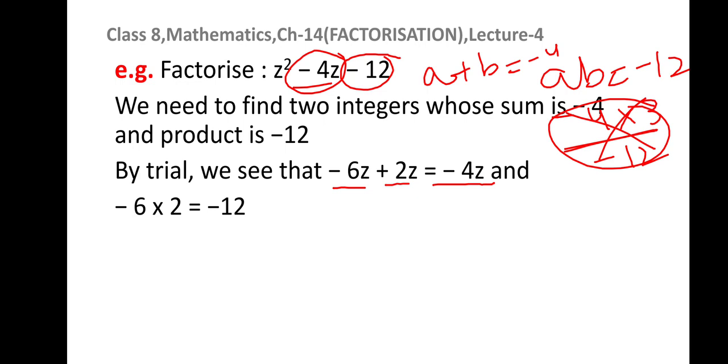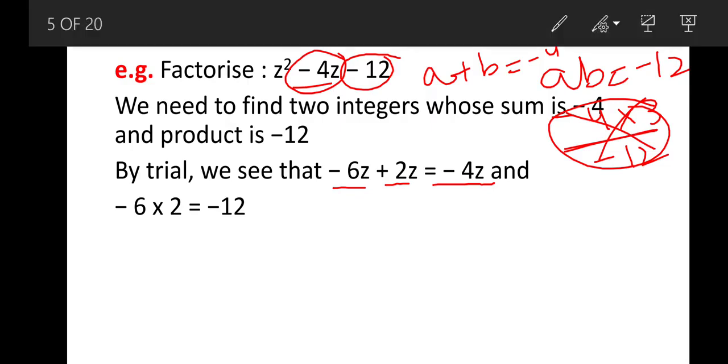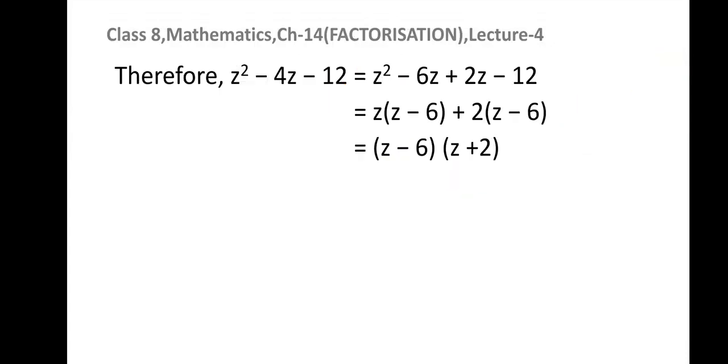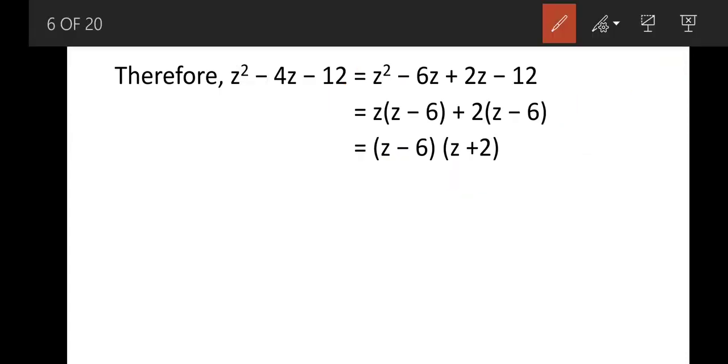So, a is minus 6, b is 2. So, in place of minus 4z, we need to write these two numbers. And in place of 12 will be written as it is, because these two numbers will be written in place of p only. So therefore, z square minus 4z minus 12 will be equal to z square, as we have seen that these are the two required numbers, the values of a and b. So minus 12.